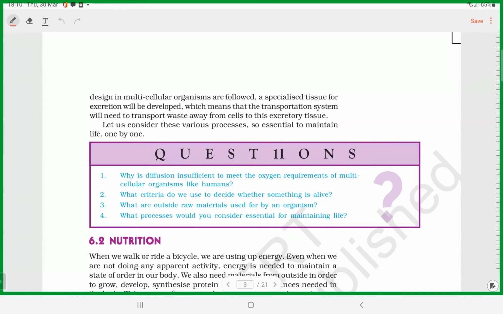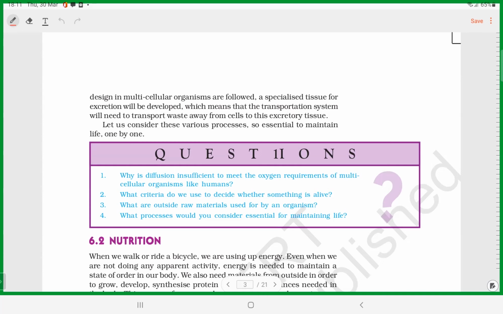or to transport the food. Is it clear? Unicellular is simple, so diffusion is enough. Multicellular is complex, so it is not at all enough. We need a separate system to provide food. We need a separate system to process food. That's why diffusion is insufficient. Is it clear?